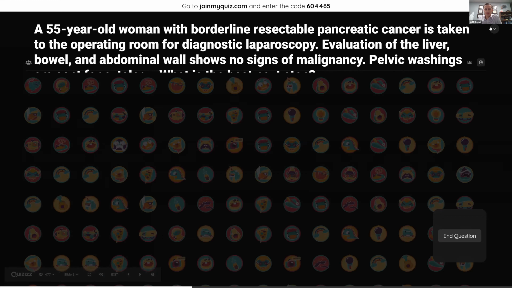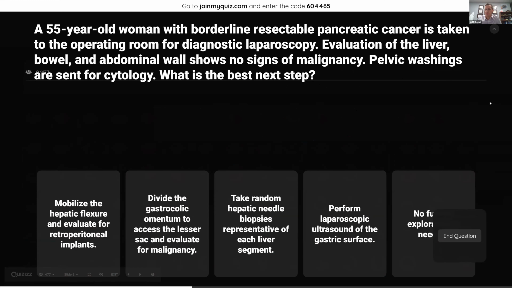All right, question number 5. A 55-year-old woman with borderline resectable pancreatic cancer is taken to the operating room for diagnostic laparoscopy. Evaluation of the liver, bowel, and abdominal wall shows no signs of malignancy. Pelvic washings are sent for cytology. What is the best next step?